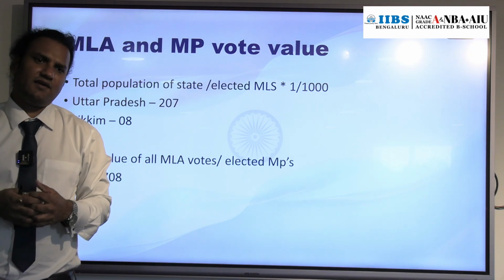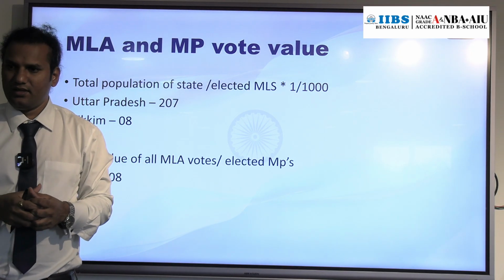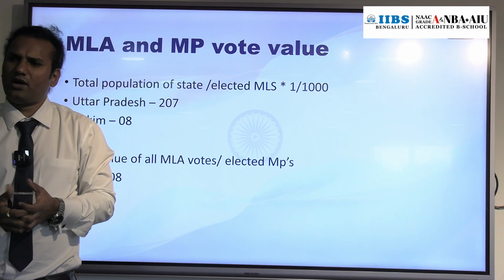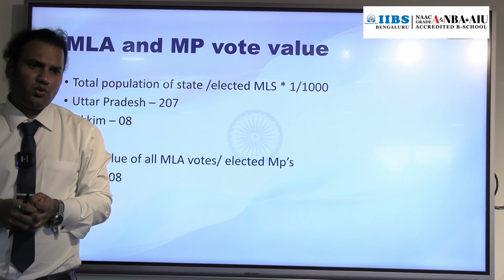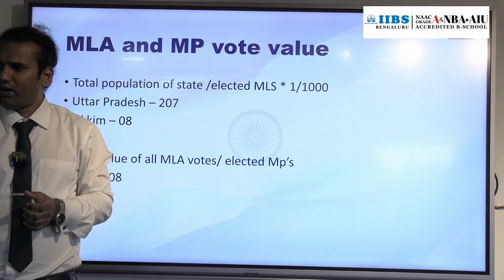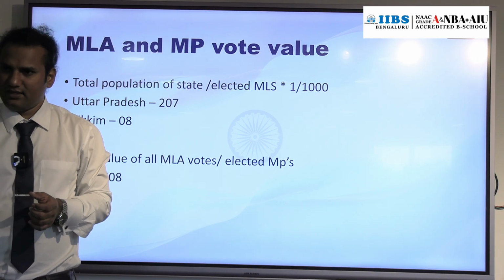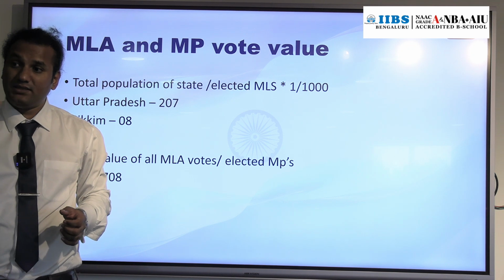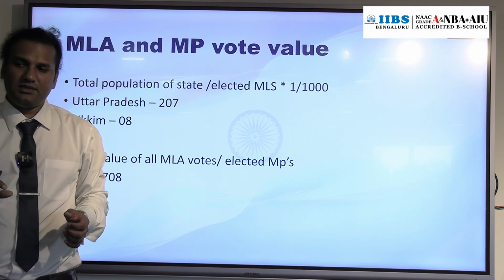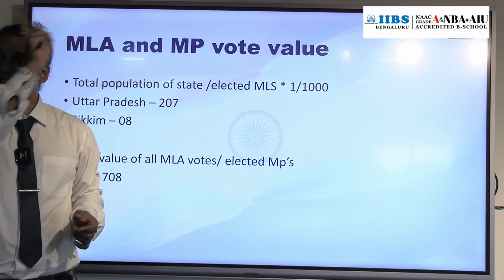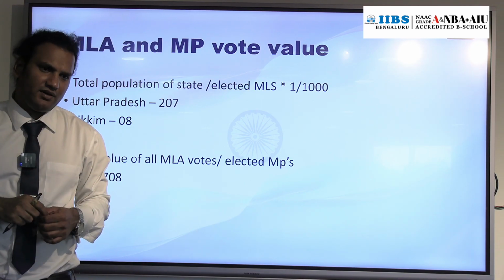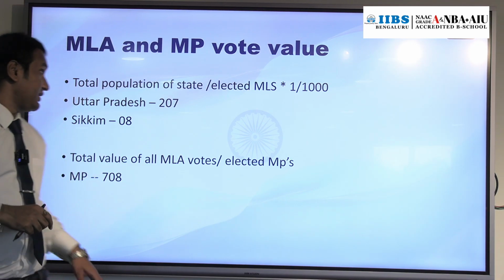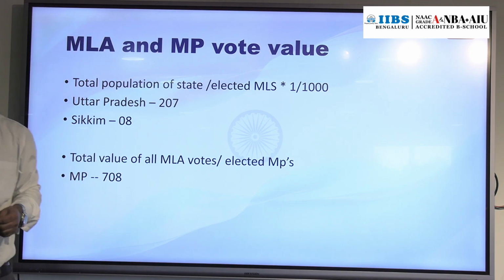In Karnataka we have a total population of 6 crore and total elected MLAs are 200. 6 crore divided by 200 into 1000. Whatever value we get after this calculation is the value of one MLA vote of Karnataka state in the election of the President of India. Here they talk about the total population of the state.